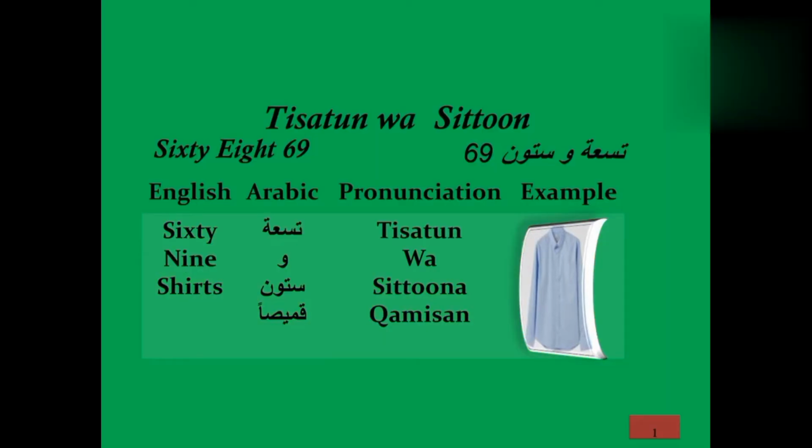Now 69 number. For 69 number we use in Arabic Tisatun wa Sittoon. Tisatun wa Sittoon means 69. So see the examples. 69 shirts. For 69 shirts we can say in Arabic Tisatun wa Sittuna qamisan.